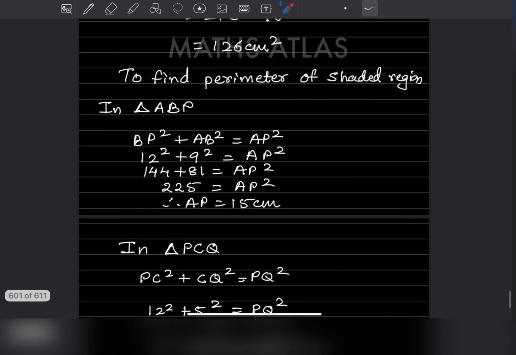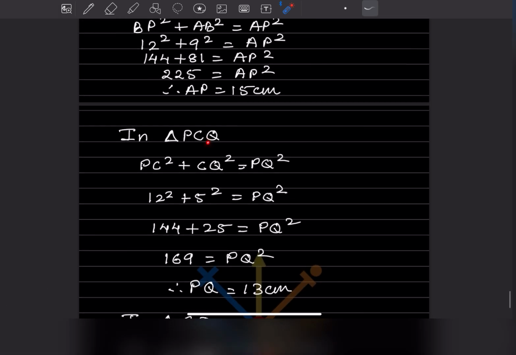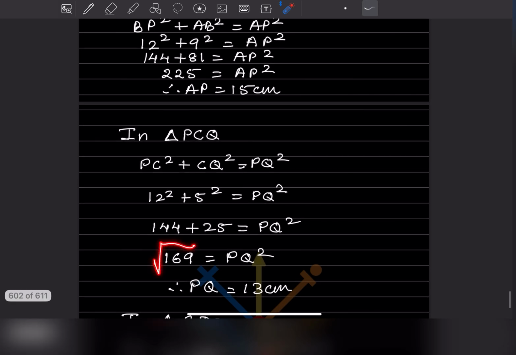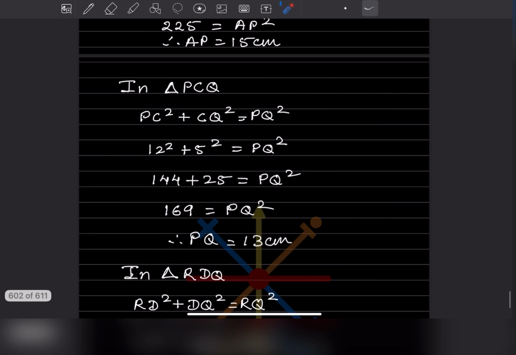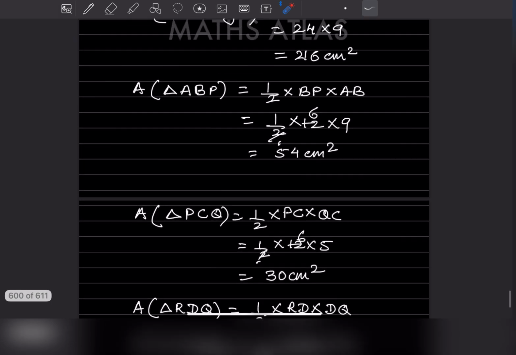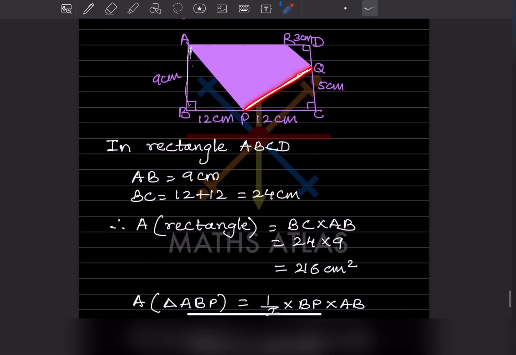So now let us see the next triangle. In triangle PCQ, PC square plus CQ square is PQ square. PC is 12, so we take the square of it. CQ is 5, we take the square of it, and we have to find this PQ. 12 square is 144, this will be 25. When you add this, that is going to be 169. When you take the square root of this, PQ is going to be 13, since 13 into 13 is 169. So we are done with this one. This is 13 centimeter.